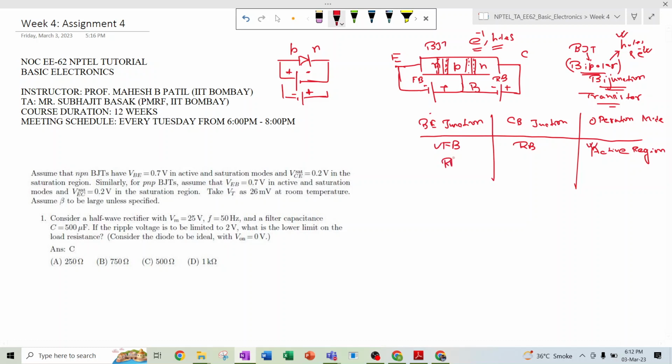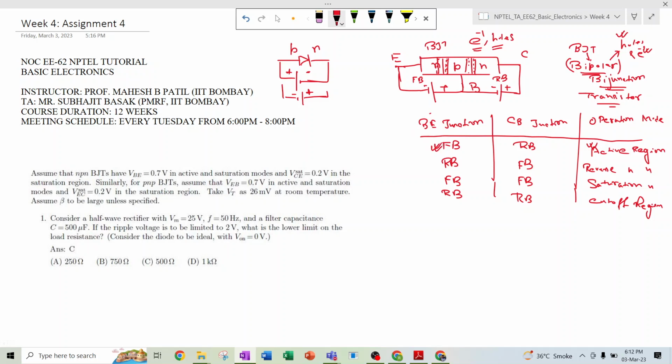And if we change the case, like this is reverse bias and this is forward bias, then it can work in the reverse active region. Similarly, if the base emitter junction is forward bias and the collector base junction is forward bias, then it works in the saturation region. And if we apply reverse bias to both of the junctions, then it works in the cutoff region. Okay. So generally, depending on the application, we apply the bias.